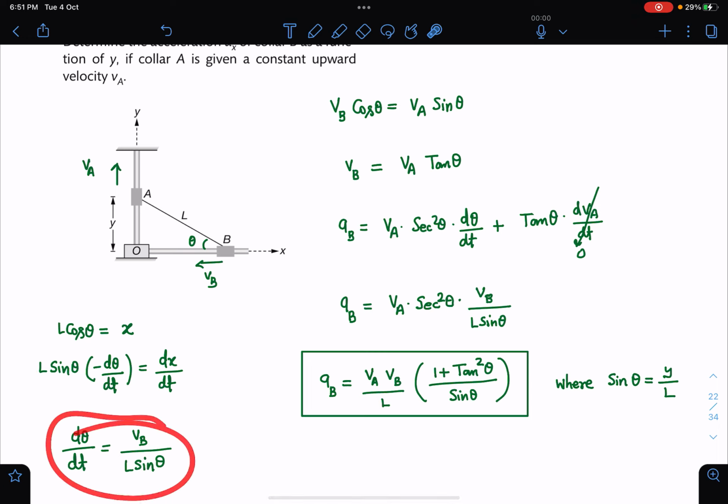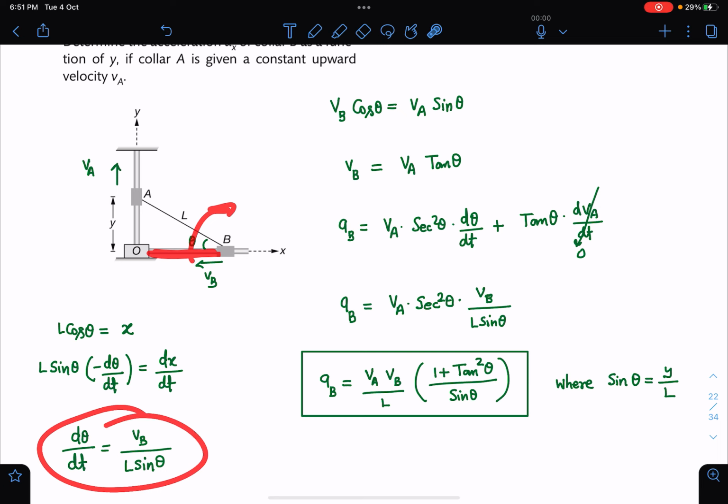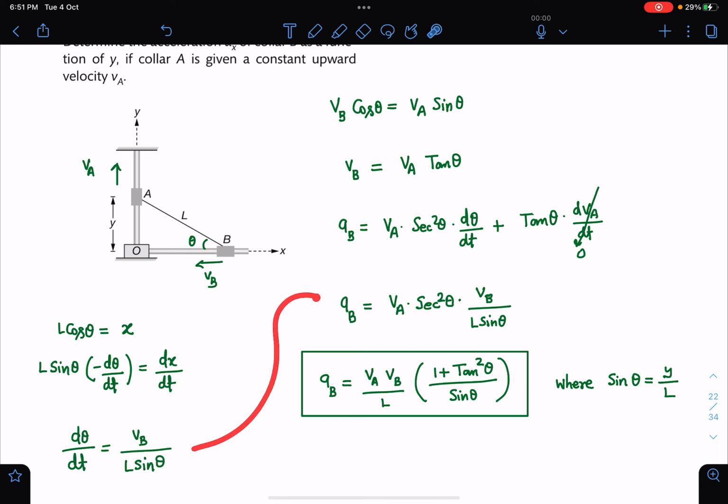So d theta by dt is going to be, see here, dx by dt is minus VB and d theta by dt is plus omega. So we are going to get VB by L sin theta. Let's substitute these values here, and we are going to get AB is equal to VA VB by L (1 plus tan square theta) sin theta, where sin theta is y by L. You can write this tan theta value also as VB by VA here. You'll get the answer.